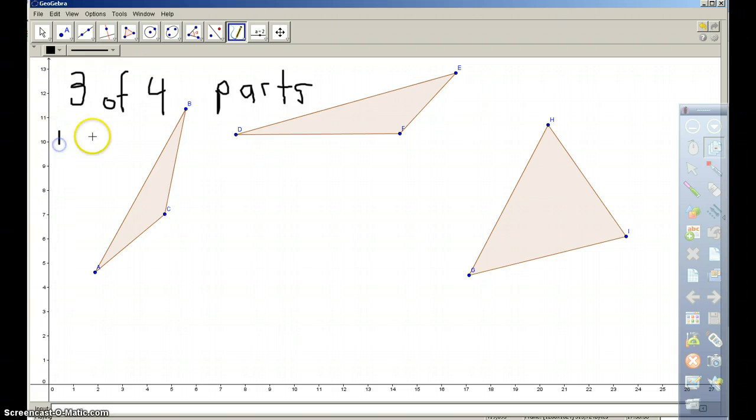I have one side. The second part is going to be another side. And then the third part is going to be an angle, and the 4th part is going to be an angle. So let's say that I know 2 sides and an angle, and that's all I know, and I want to solve the rest of this triangle. When we say solve a triangle, it means know all the parts of the triangle.